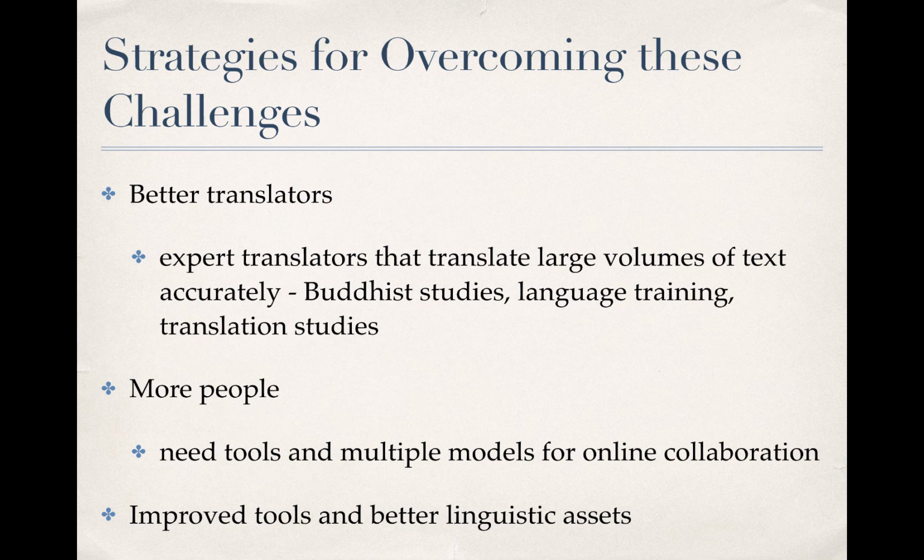So what are some of the strategies for overcoming these challenges? One, let's make translators better. Translators become expert translators, and they can translate large volumes of text highly accurately. In order to do that, they need training in Buddhist studies, language training in both Chinese and English, literary Chinese as well as modern Chinese, and some idea of translation techniques as well. Two, more people, so we can throw more people at the problem to translate a greater volume of text.